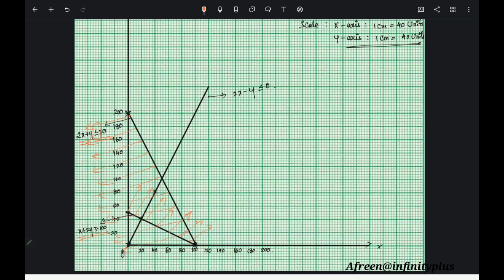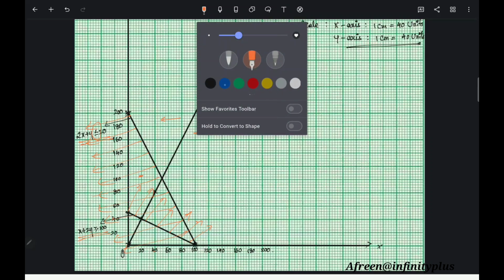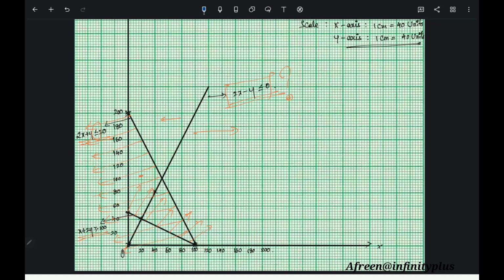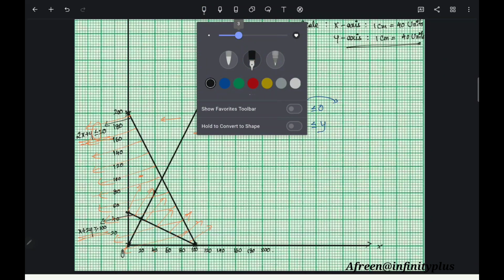Now the feasible region all depends on this constraint. If the solution is this side, we will be having this as the feasible region. If we are having the solution this side, we will be having this one as the feasible region. So let's find what is the solution graph for the third line. We will be having 2x minus y less than or equal to 0. This can be written as 2x less than or equal to y. I will send the minus y that side, and we will get 2x less than or equal to y.